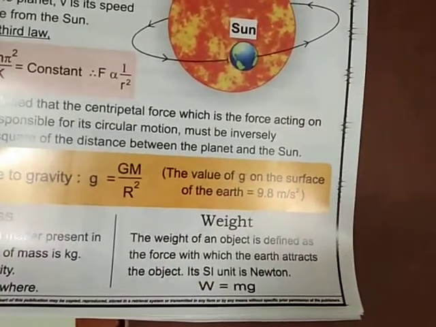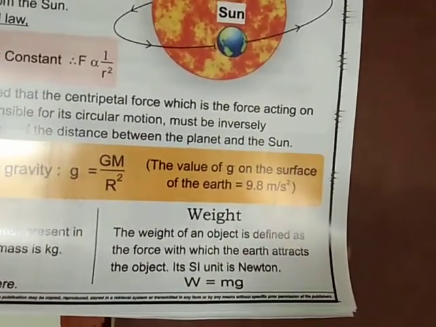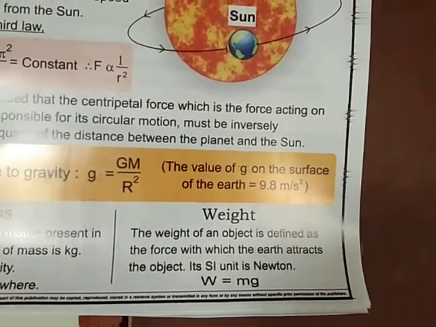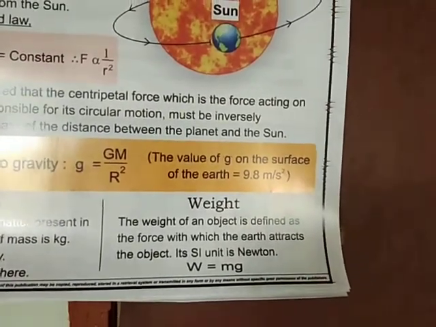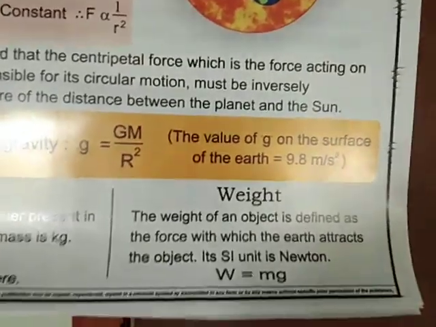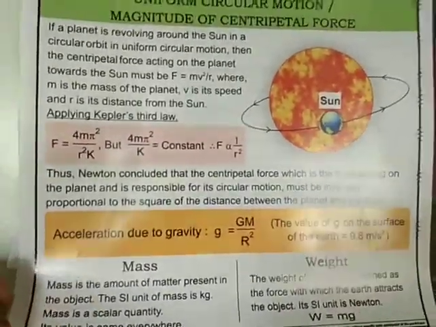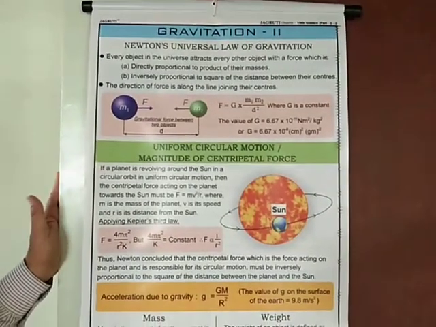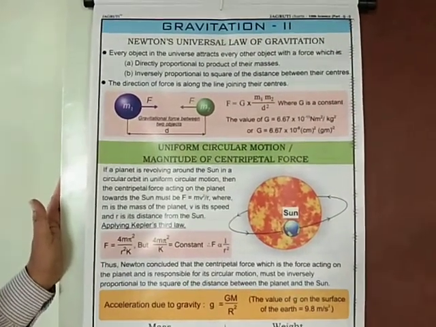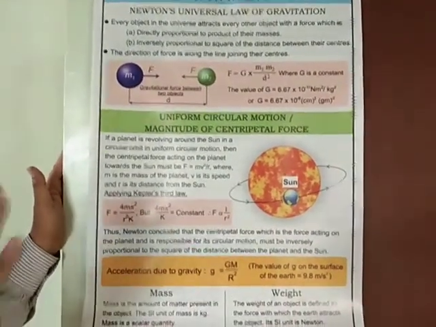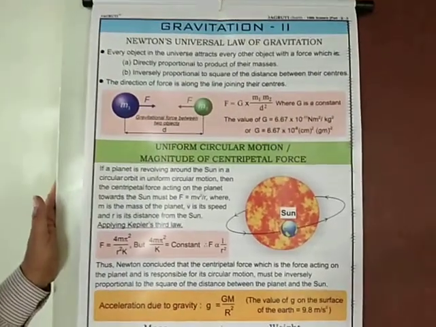And the weight of an object is defined as the force with which the earth attracts the object. The SI unit is Newton, that means W is equal to mg, that means mass into gravitation. In this we cleared the points regarding the gravitation lesson. Is it clear to you?